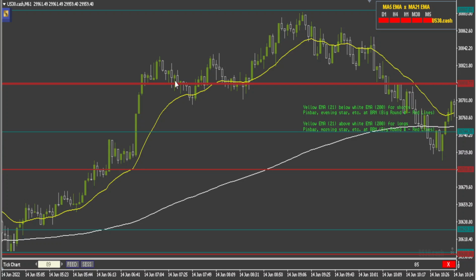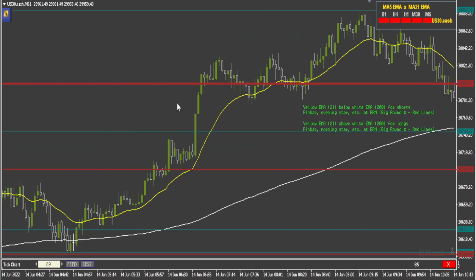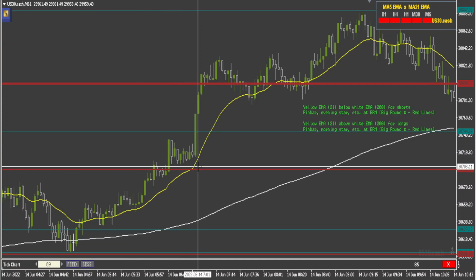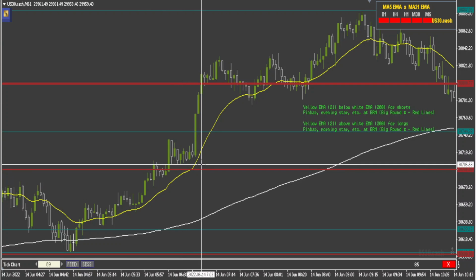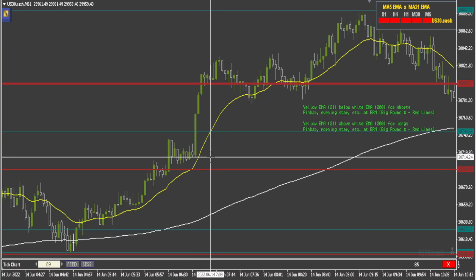We would have been stopped out, but it's a great bullish pin bar. And it's on an institutional level. Yellow's above white on the EMAs. But let's see where our stop would have had to have been. I mean, best case scenario, our stop would have to be right here, below this little consolidation area. And even safer would be below this big round number. But let's just see how this worked out.